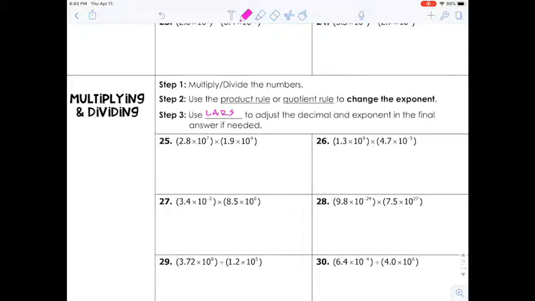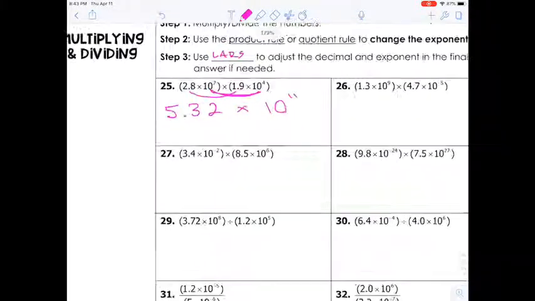Okay, here's how easy this is. So for this one, all you have to do if you're multiplying is go this times this and then this times this. Okay, so 2.8 times 1.9 is 5.32 times 10 to the, well, what's 10 to the 7th times 10 to the 4th? We have to use the rule that we used the other day where we add the exponents, okay?